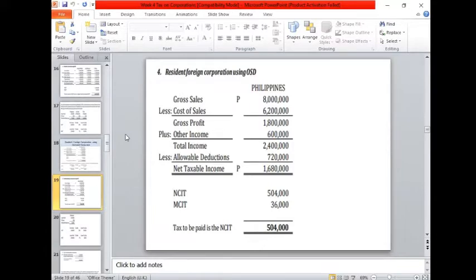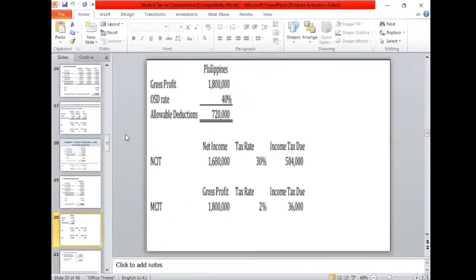After that, we have to compute for the normal and minimum corporate income tax. So the normal corporate income tax is 30% of the net taxable income, which is 1,680,000. That's 504,000. And the minimum corporate income tax is 2% of the gross income, which is 1.8 million, that's 36,000. So take note, the tax to be paid, whichever is higher, is the normal corporate income tax, which is 504,000. That's the computation.